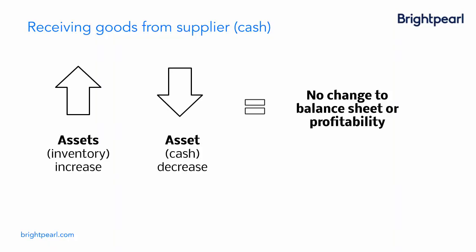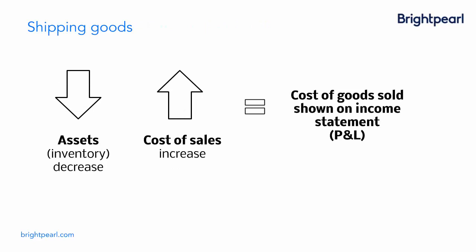It works in a very similar way when you pay for goods with cash. Your inventory assets increase, while your cash assets decrease, so no profit again. It's when you ship goods that the profit comes in. If your stock levels decrease, the assets shown on your balance sheet go down. A decrease in inventory value is mirrored by an increase in cost of goods sold, which in turn reduces your profit, and that's why it shows on the income statement or profit and loss.